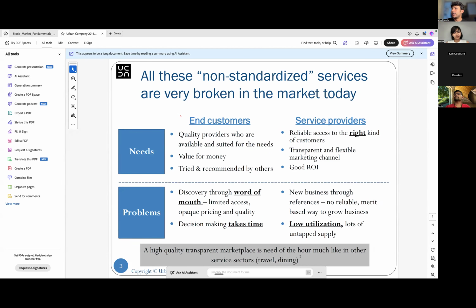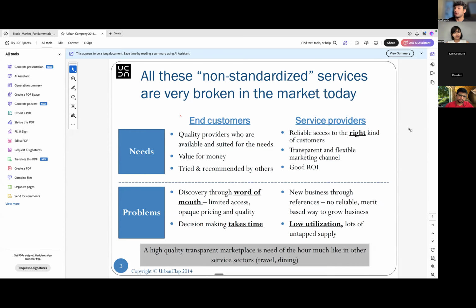All right. And they've talked to service providers, which is reliable access to the right kind of customers. They want a transparent and flexible marketing channel. And they also want new business coming through as much as possible. There is also a lot of low utilization. That's the only kind of. So if I'm reading, I just need to read the bold and the key points.